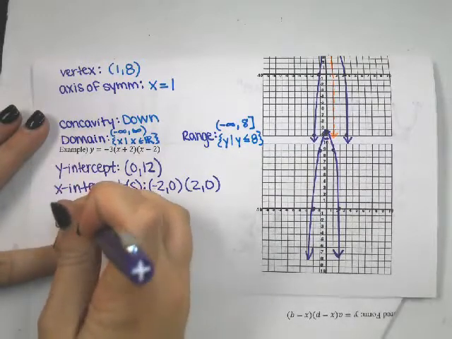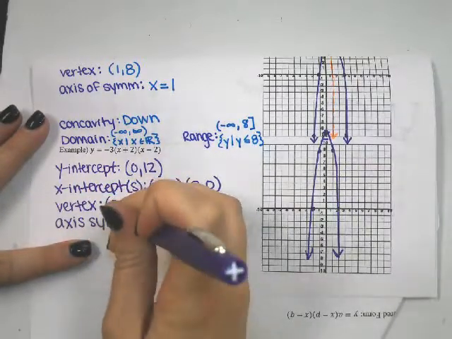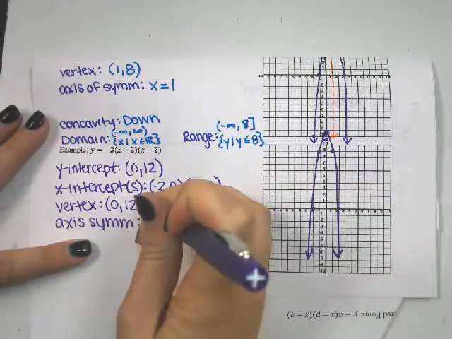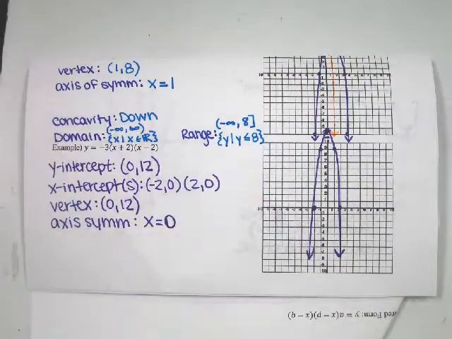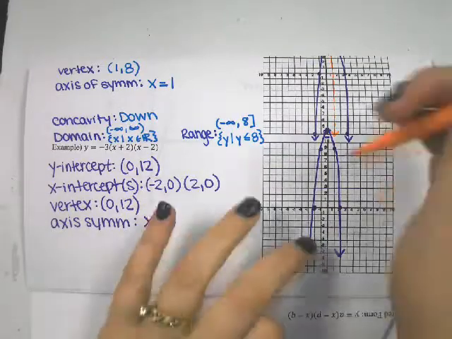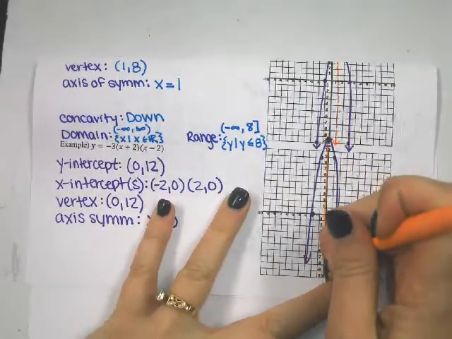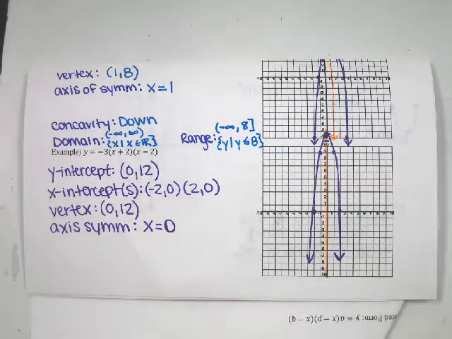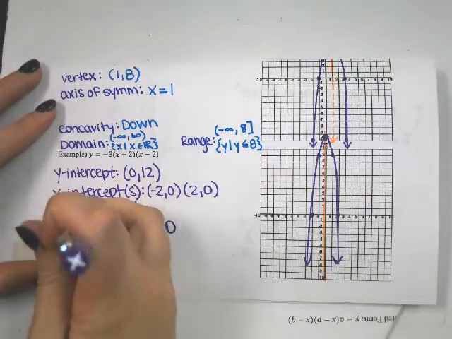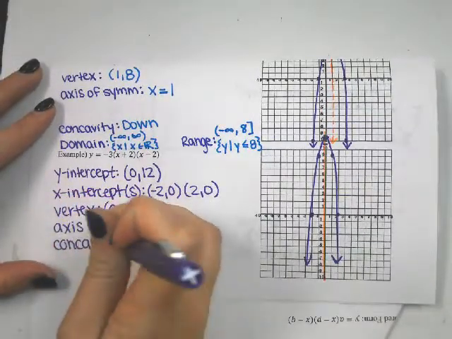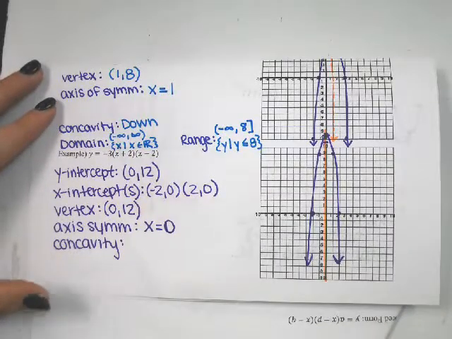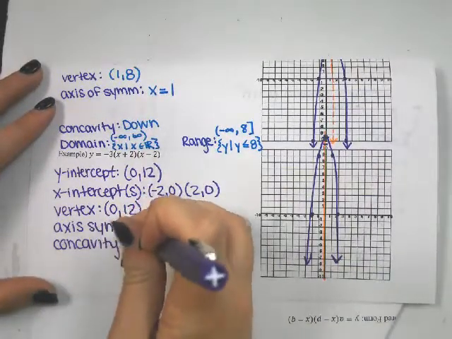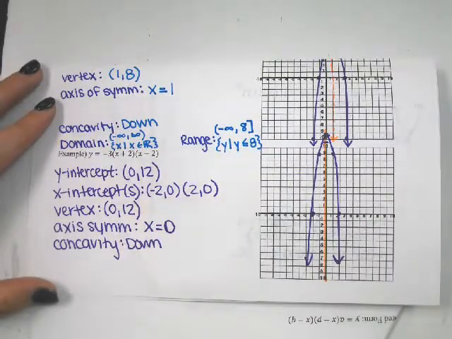Our axis of symmetry is the vertical line that goes through the vertex, which will be at x equals 0. As a reminder, the axis of symmetry is the line where the graph looks the same on both sides. So if I were to fold along the orange line, it would match up on both sides. Everything would match up. Then we have to do concavity. It's either going to be concave up or concave down. It has to do with the opening of the parabola. The opening is facing down, so we say it's concave down.